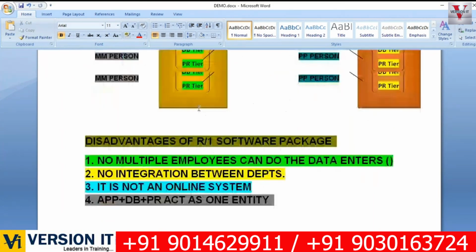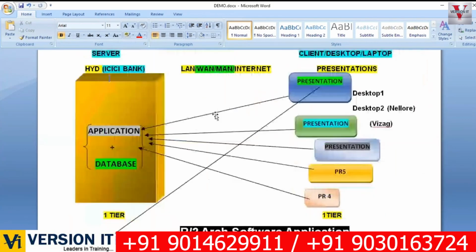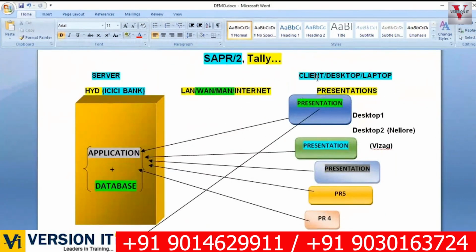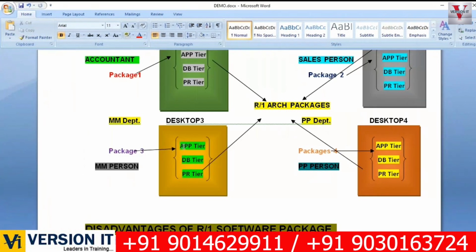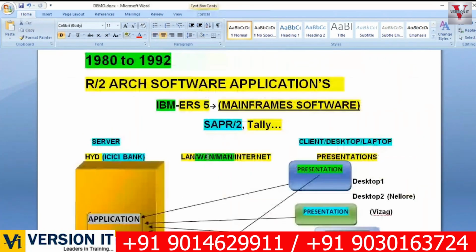The people who were struggling with desktops started buying this environment. What environment? Client server technology. After buying this environment, they kept a server in the head office in Hyderabad, and they kept all these desktops in Guntur, Nellore, Chittoor, Warangal, Karimnagar, and all the districts. And everyone started connecting to this particular server. So after your hardware is ready, do you think that this software or this package can be loaded in this environment?